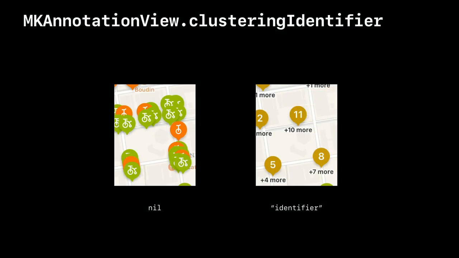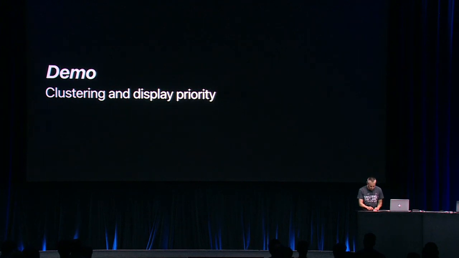So as you use it, the default is nil. If you set it to nil, you opt out, and nothing happens. And if you set it to any other string, all annotations sharing the same clustering identifier are eligible for being clustered into a group as they overlap. And this is a very powerful and beautiful feature, but a little bit hard to explain. So let me switch over to the demo machine and show it to you instead.